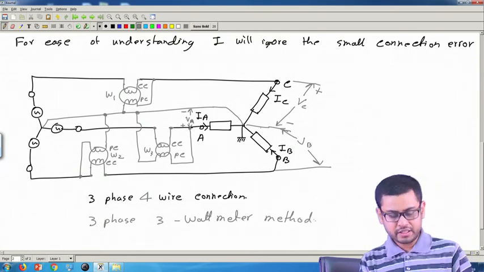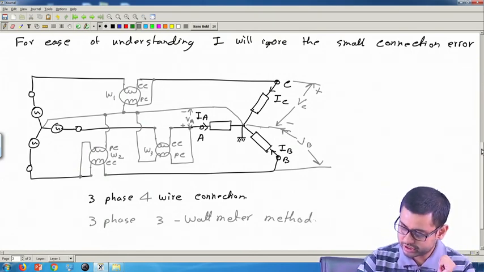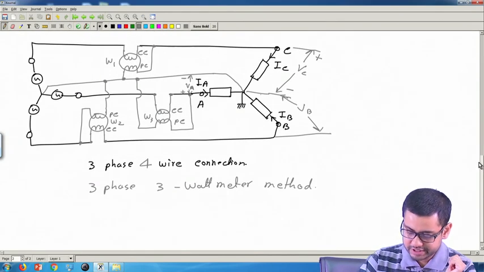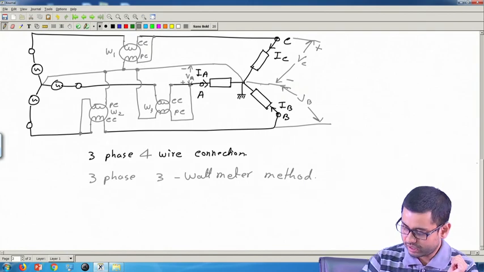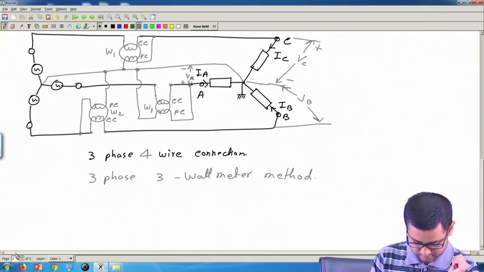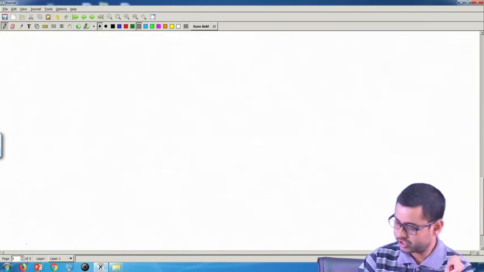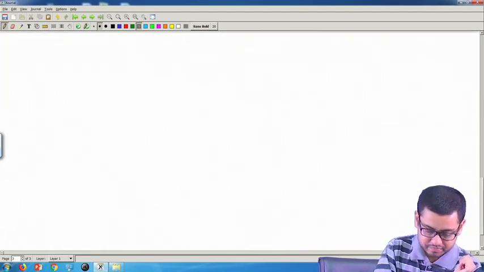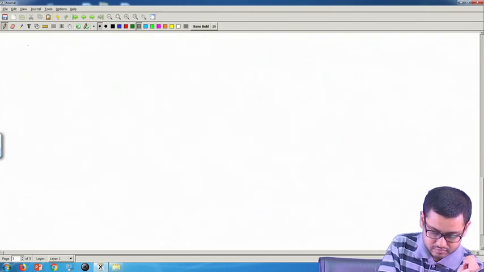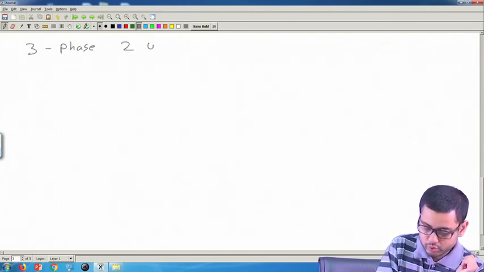Now there is another method which is called the 3-phase 2-wattmeter method. Let's see this method.